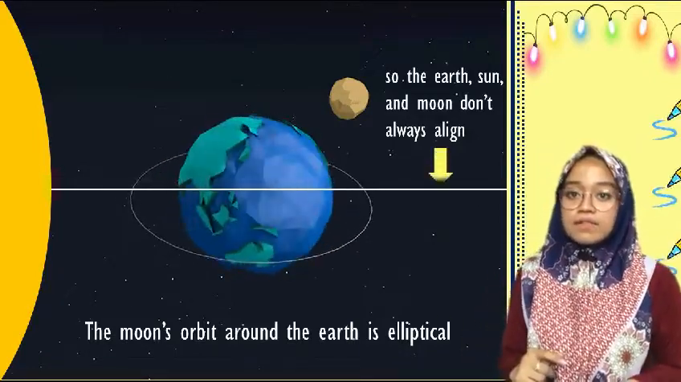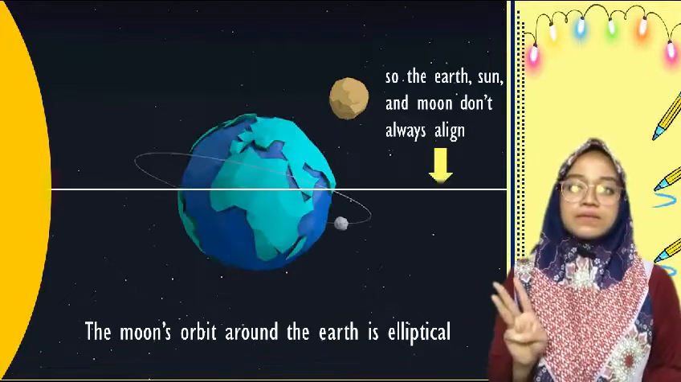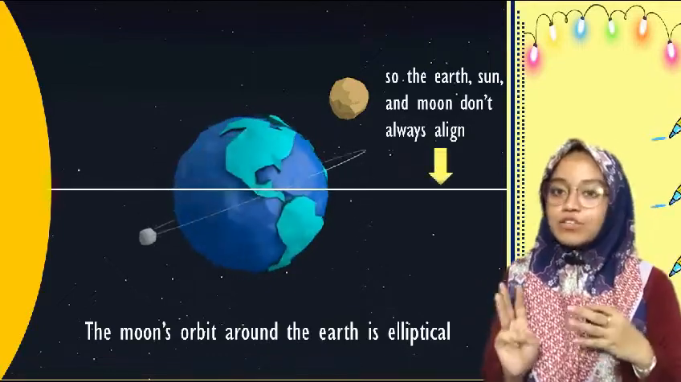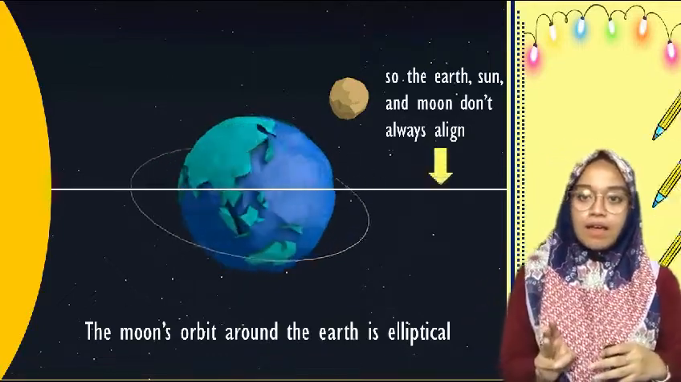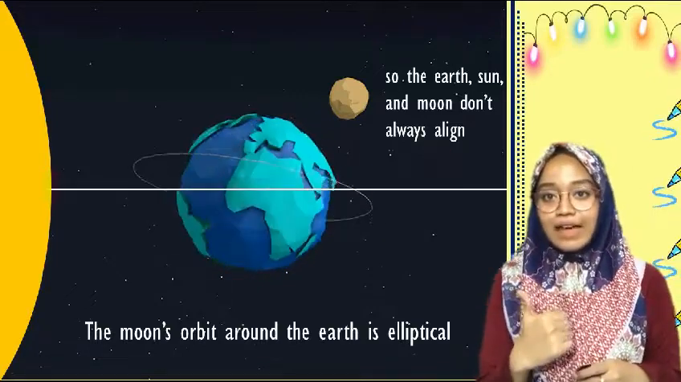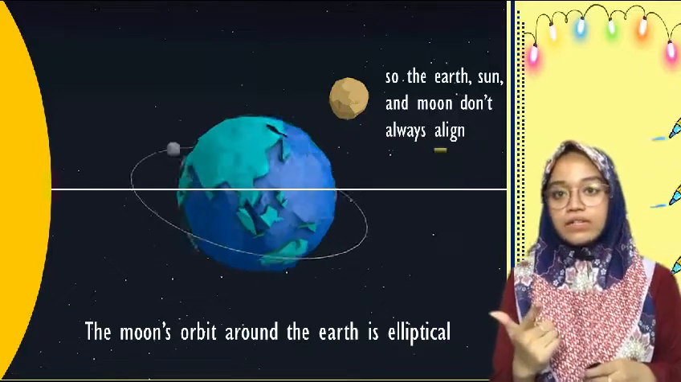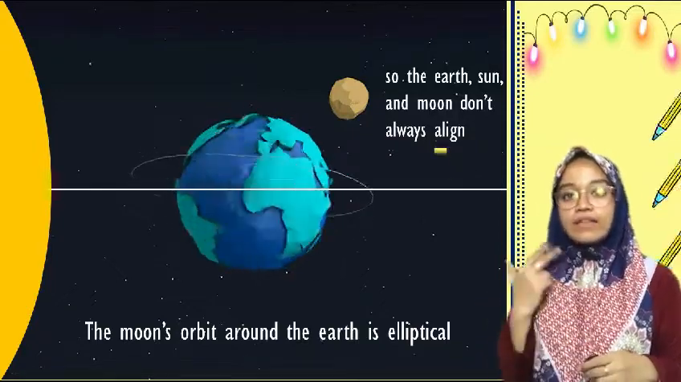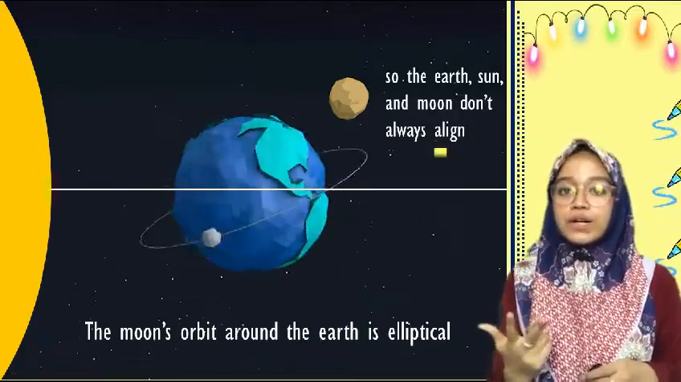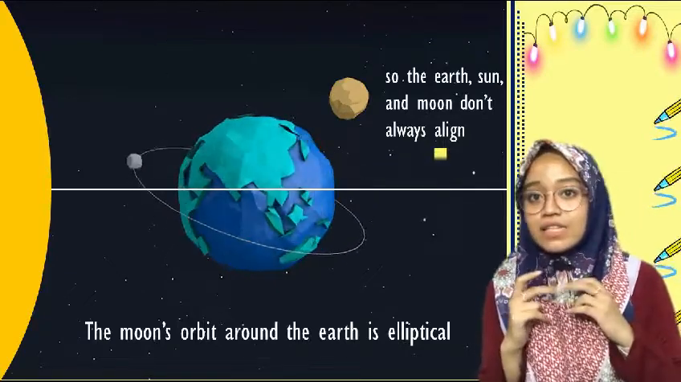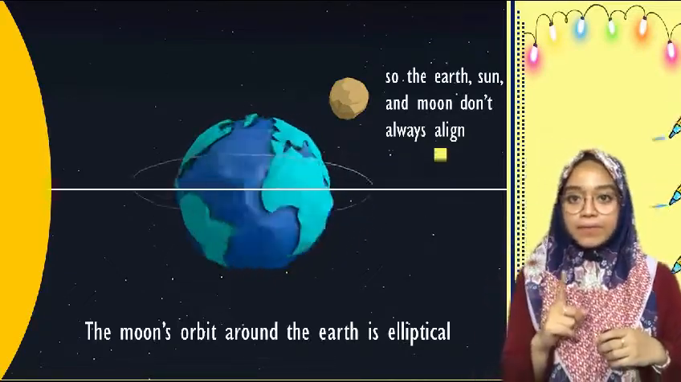Lunar eclipses have three types, same like solar eclipses. The first is total eclipse, the second is partial eclipse, and the third is penumbral eclipse. And the third is different from solar eclipse.